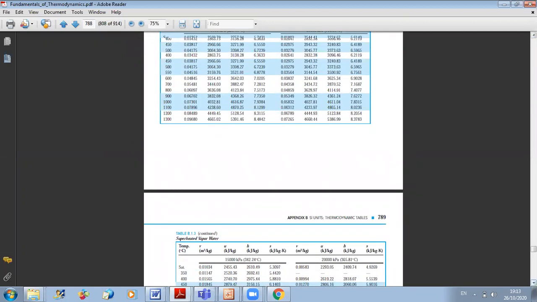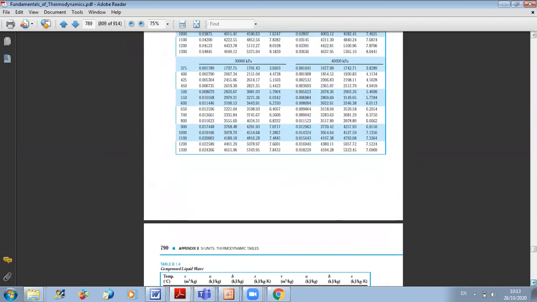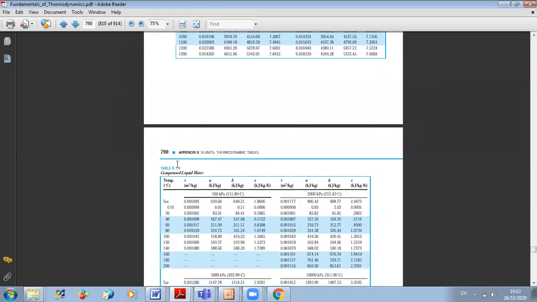Okay, one second. So let us go down. Here we are starting the compressed liquid. Look, we start the compressed liquid from 500 kilopascal. Why do we do this? Because we consider that below 500 kilopascal, we can approximate the state as saturated liquid, because the variation is really, really small.